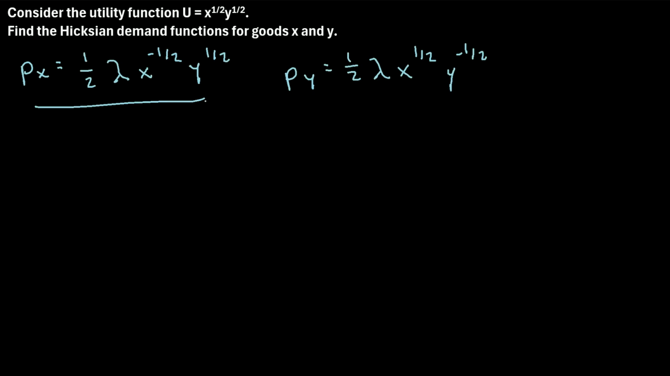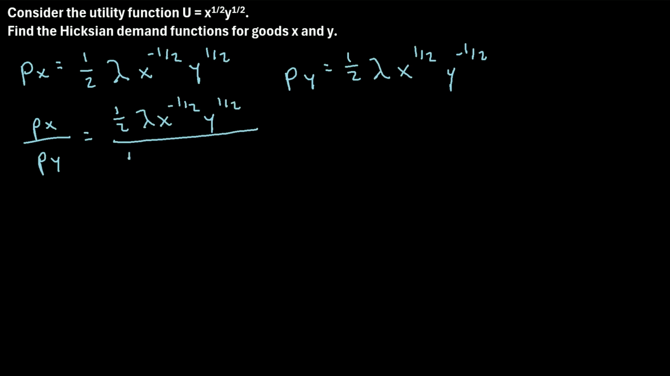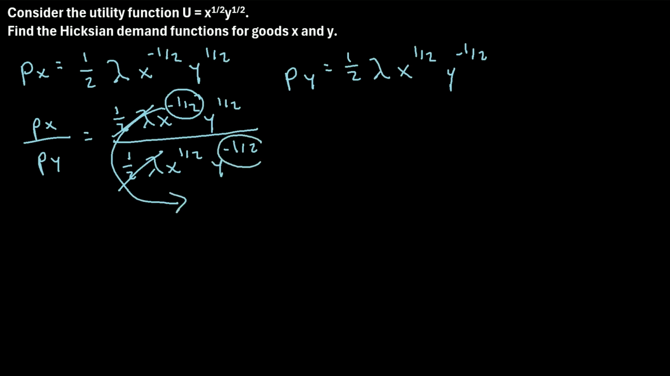Okay, so here are the two equations where we want to solve for x and y. The trick we're going to use is to take the price of x divided by the price of y, because when we do this, we're able to cancel out the lambdas. So we'll have 1/2 times lambda times x to the negative 1/2 times y to the 1/2, divided by 1/2 times lambda times x to the 1/2 times y to the negative 1/2. The 1/2 lambdas cancel out, and we can move this x to the negative 1/2 to the denominator to make it positive, and similarly move this y to the negative 1/2 to the numerator to make it a positive exponent as well.